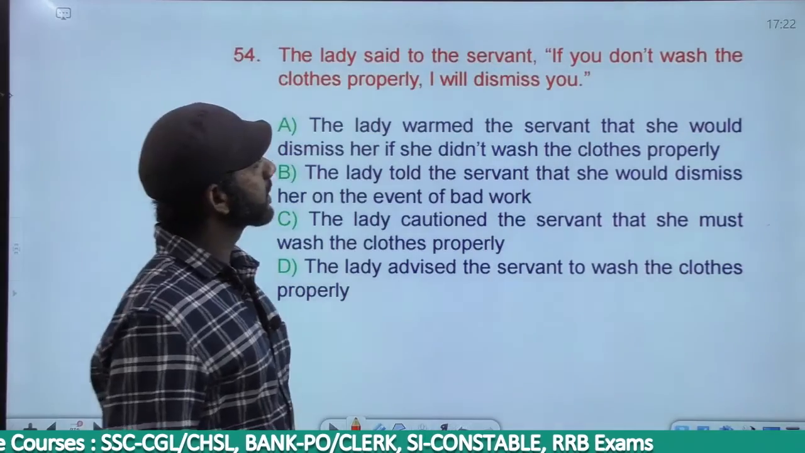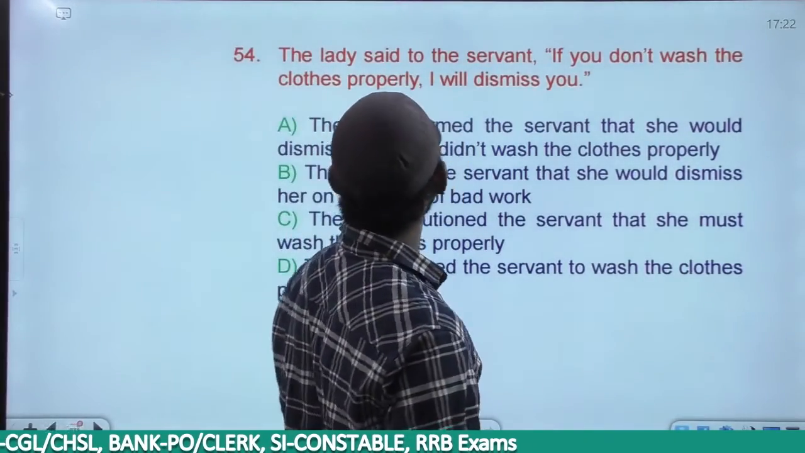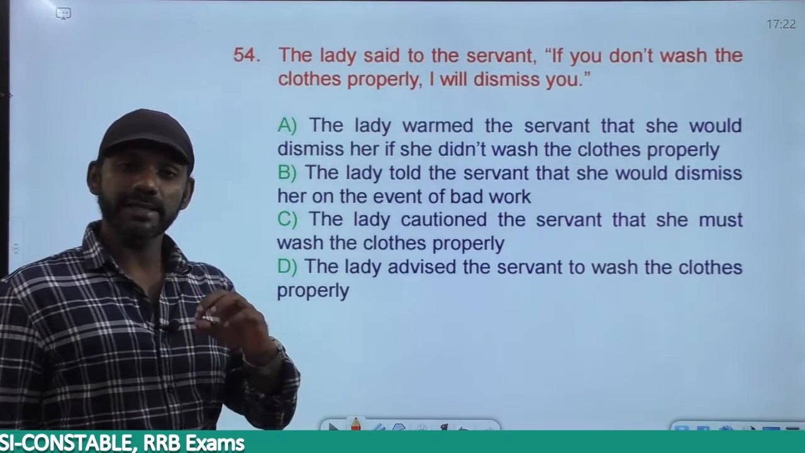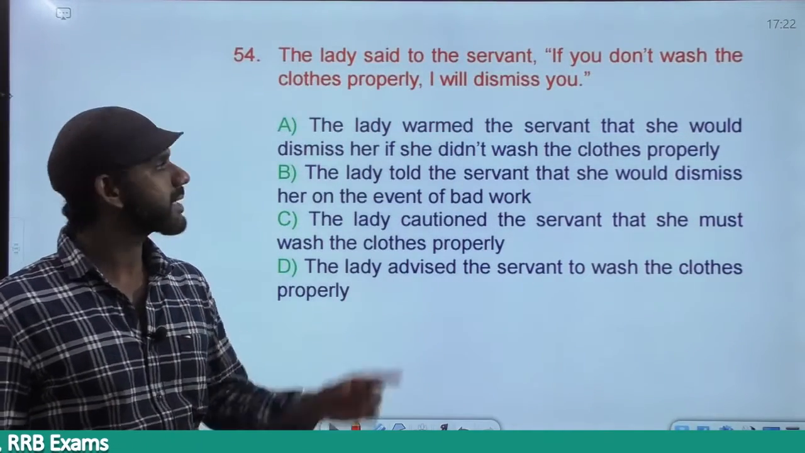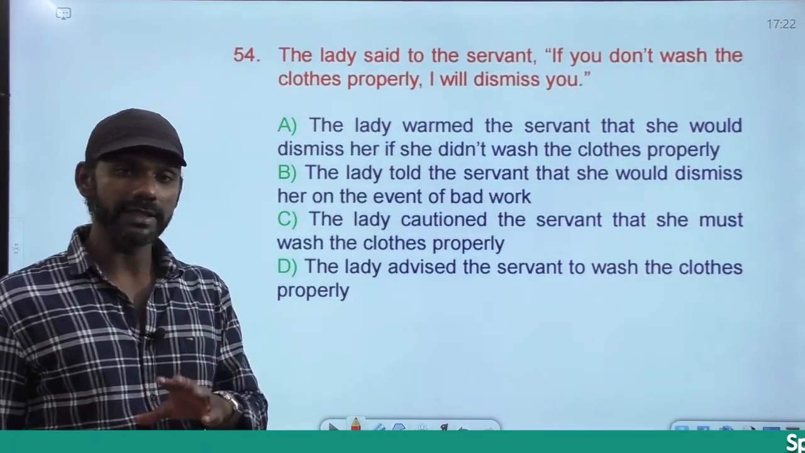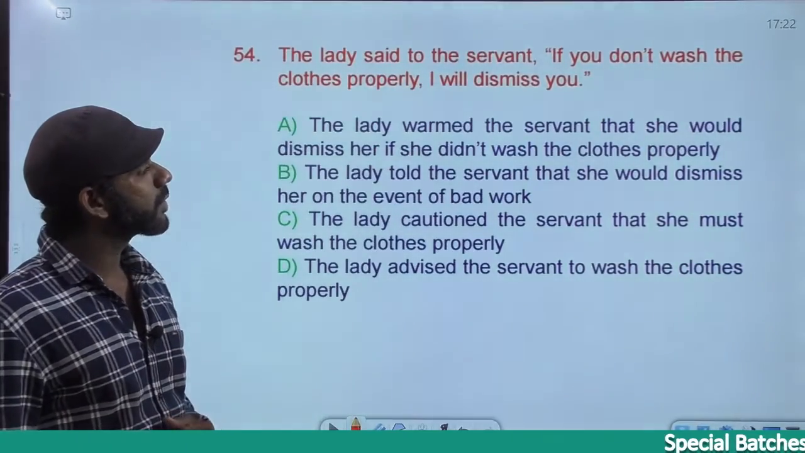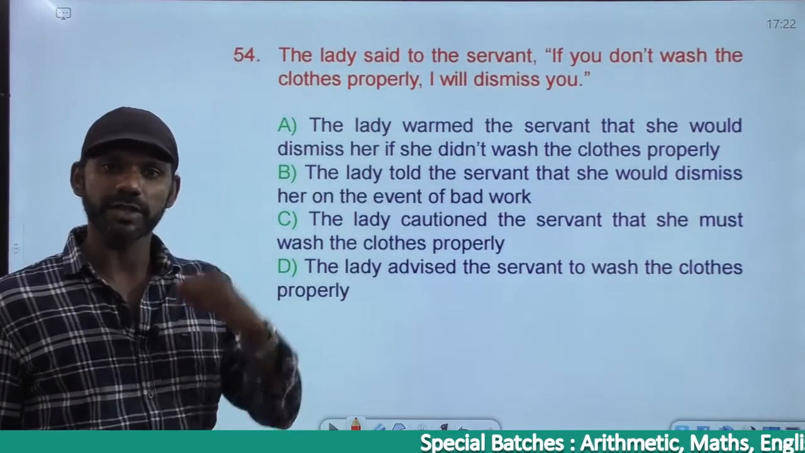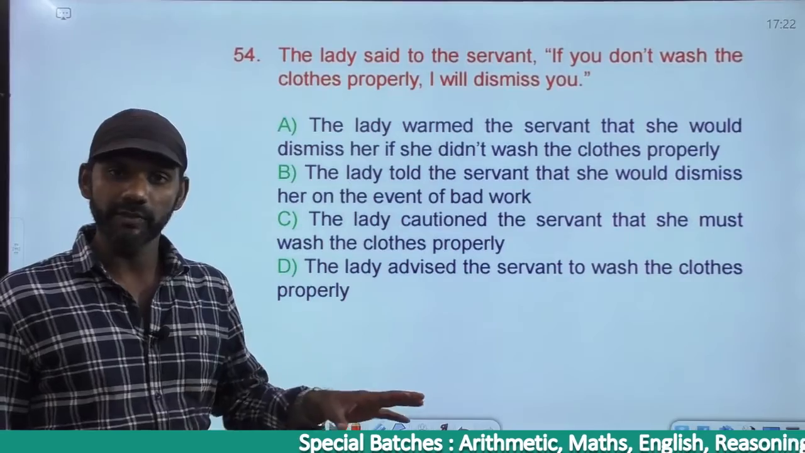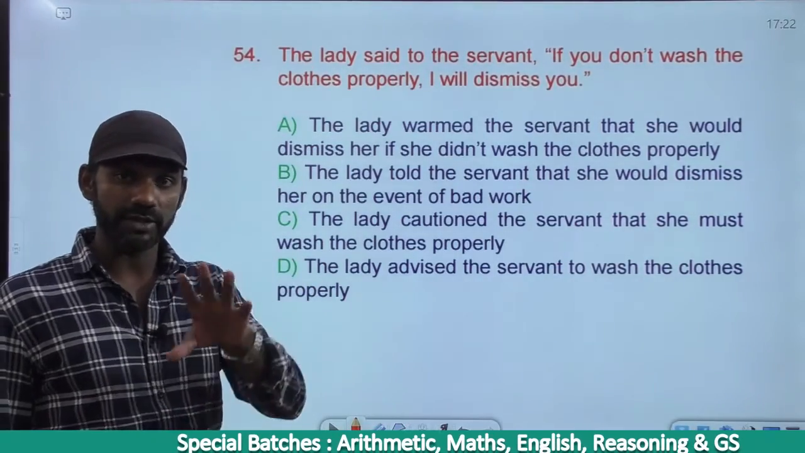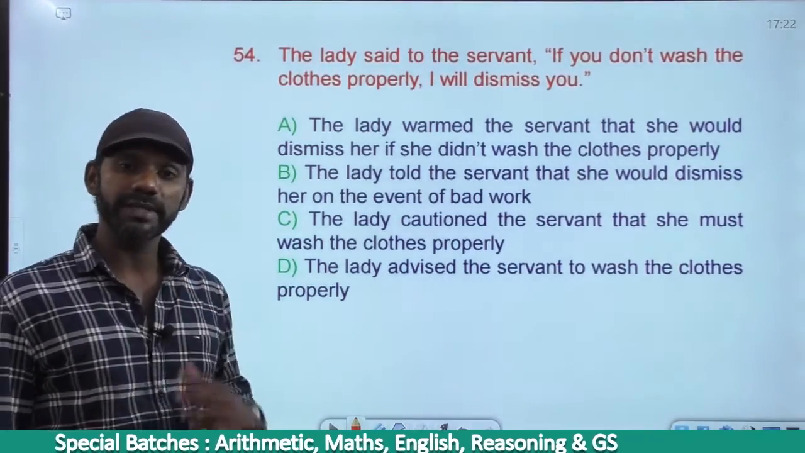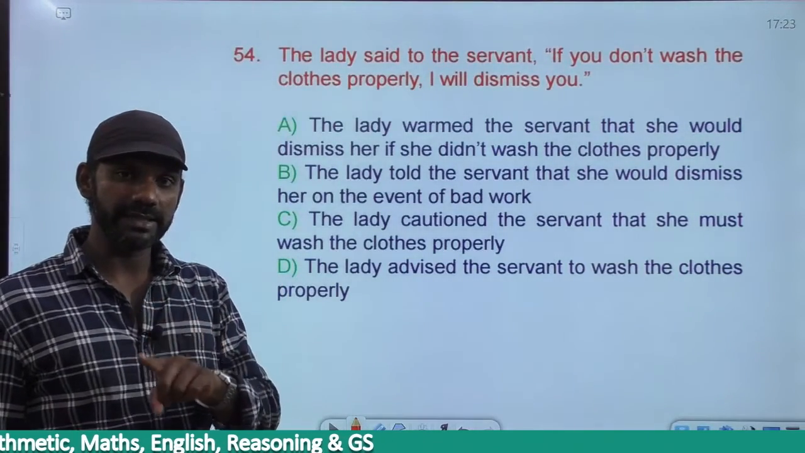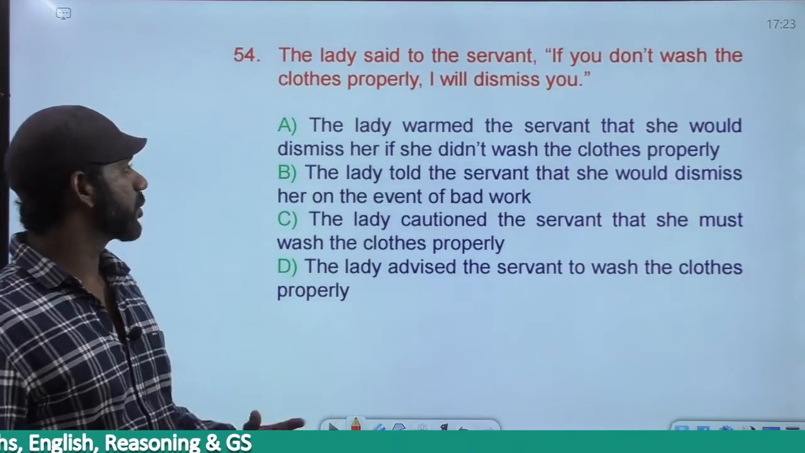The lady said to the servant, if you don't wash the clothes properly, I will dismiss you. This is a conditional sentence. It starts with if. Understand the meaning? If you don't wash the clothes properly. If you don't wash means the clause talks about an action in the future. It means you didn't wash, you're not washing now, you will wash. That's the meaning. So the if clause talks about an action in the future, the first rule we discussed in the topic conditional sentences, and the whole sentence must be in the future tense.